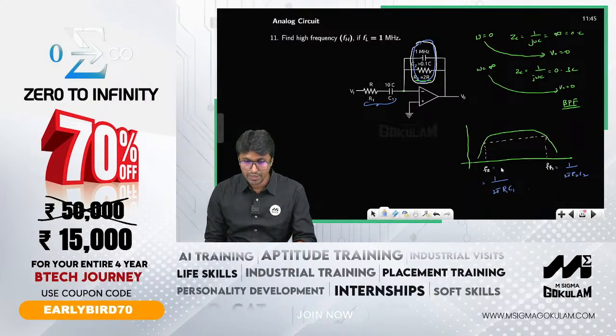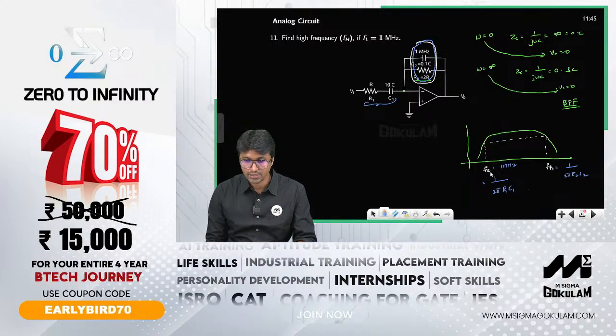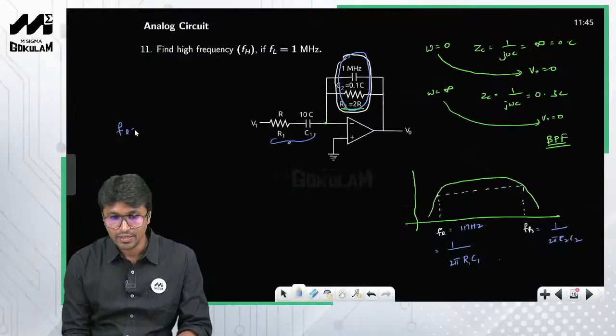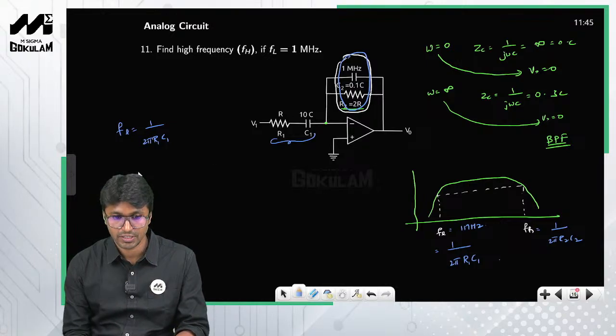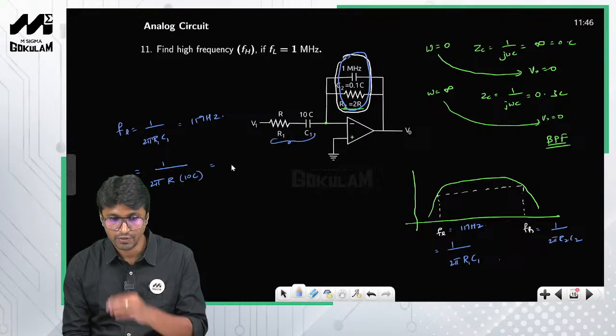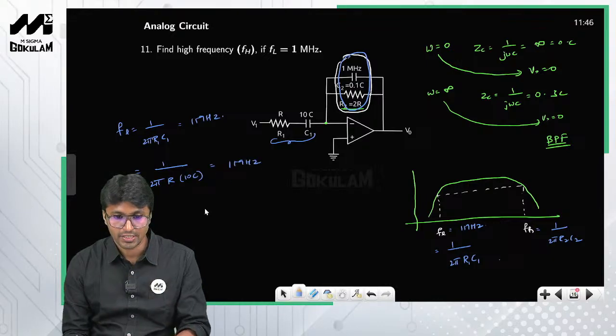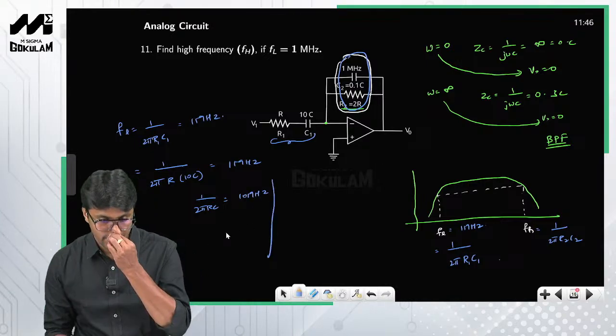So this is given to you, which is nothing but 1 megahertz, okay? So FL is equal to 1 by 2 pi R1 C1, right? So the value of R1 and C1 is given to you, so therefore this is equal to 1 megahertz, right? So 1 by 2 pi, R1 is nothing but R and C1 is nothing but 10 into C, right? So therefore this is equal to 1 megahertz, okay? So 1 by 2 pi RC is equal to 10 megahertz, okay? So therefore this is given to you, okay?